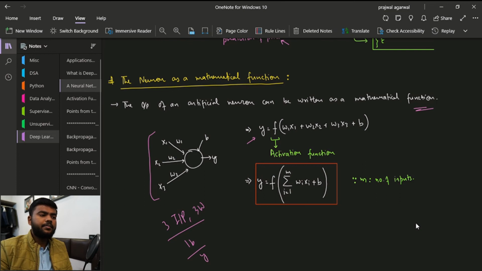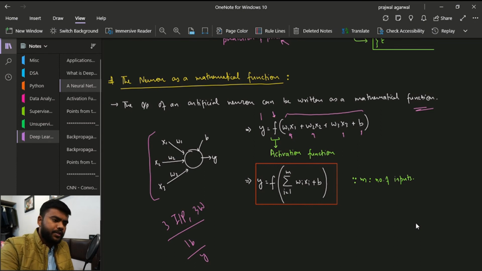So we can write our neuron as a mathematical function in such a way that we have y equals f, and in the bracket we have the entire thing. We have all the weights associated with the inputs: w1 x1, w2 x2, w3 x3, and b. We have all the weights and values associated with it, and this entire thing goes into the activation function.